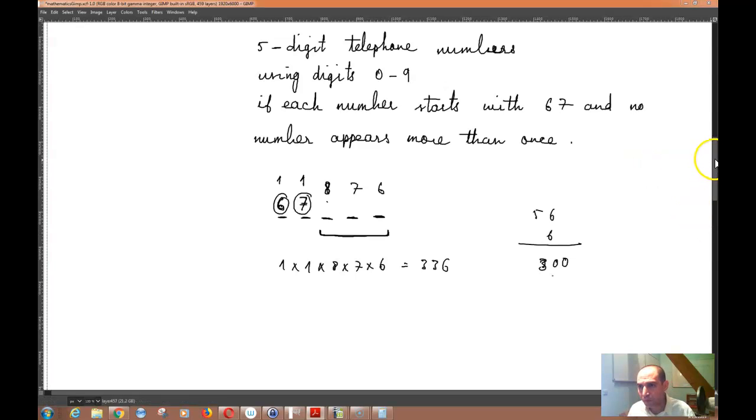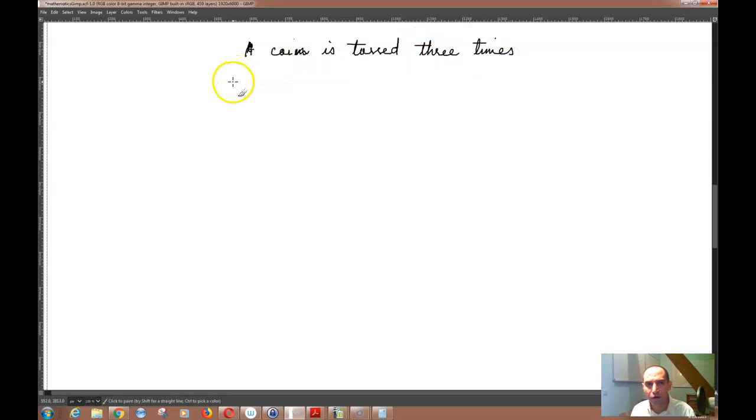Or let's say that, for example, a coin is tossed 3 times and the outcomes are recorded. How many possible outcomes are there? That's a good question. So a coin is tossed 3 times. How many possible outcomes are there?